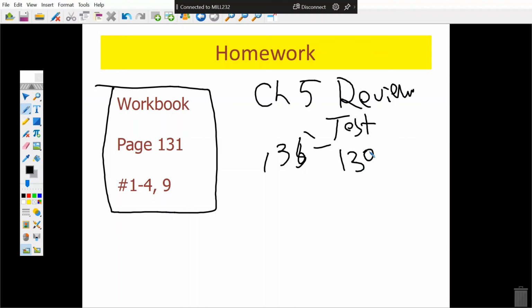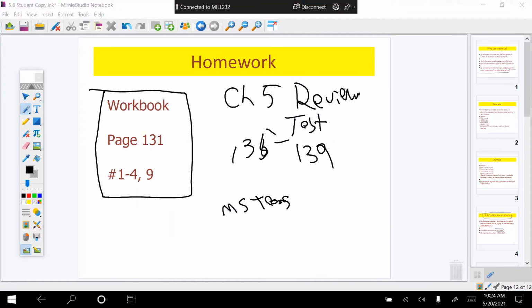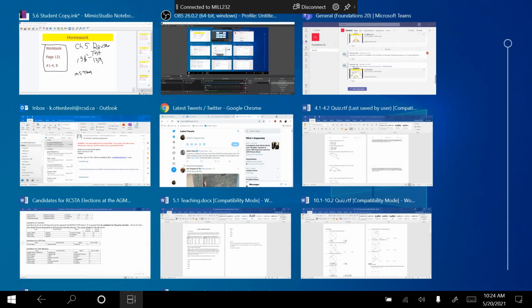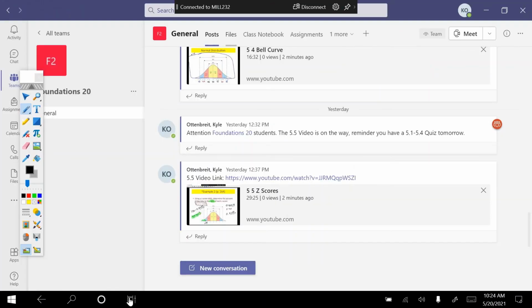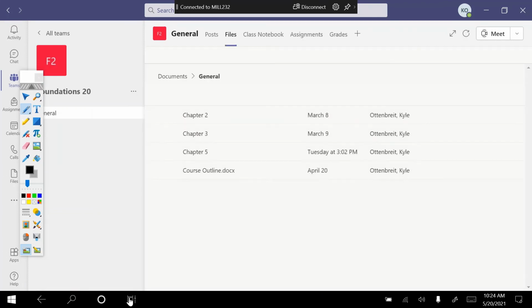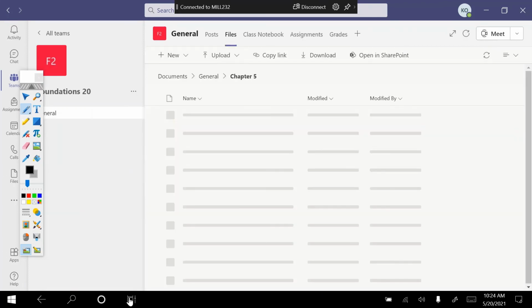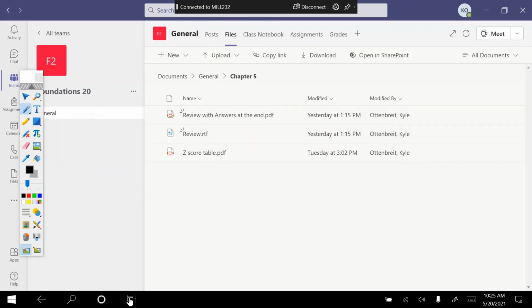And as well, on Microsoft Teams, in the chapter 5 file, there is the review with the answers provided at the end. So the workbook questions are good, but the review in the Microsoft Teams, these are the types of questions you can expect to see on the exam. So these are definitely ones you're going to want to try.